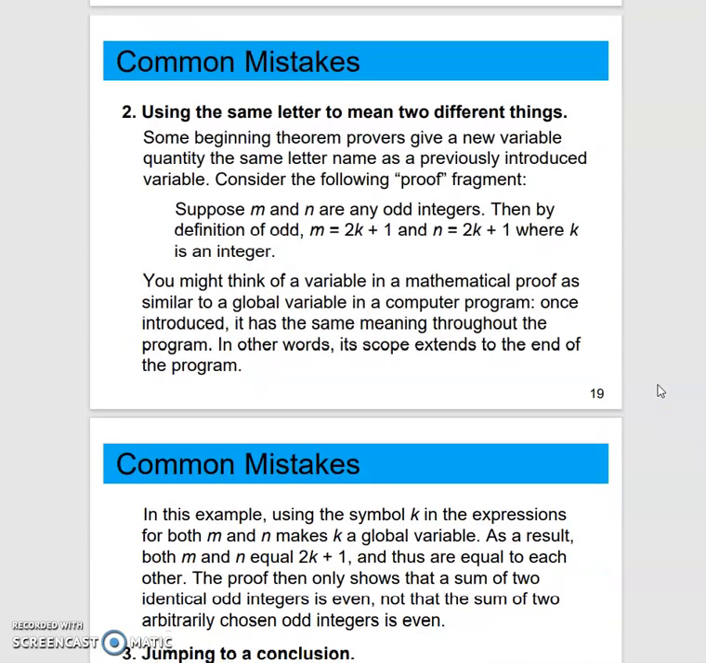Another common mistake is using the same letter to mean two different things. I talked about this in our last section. If I have two variables m and n, and here you'll notice I'm using my odd definition, and for both of them we've used k. If we do that though, that means m and n are equal, and that becomes a different proof. So if you have different variables and you need to define them, in each of those definitions we also need different letters, different variables. These are common mistakes, and we want to be very careful to avoid them.